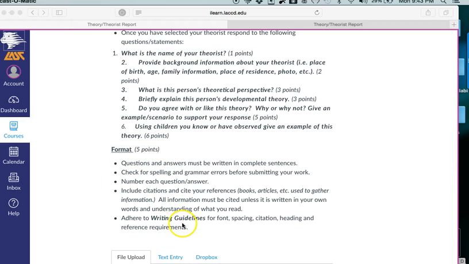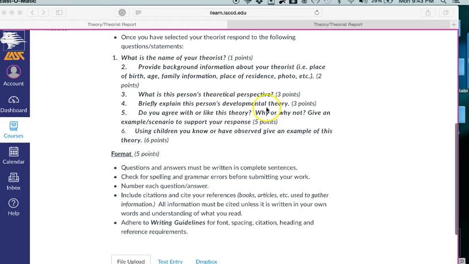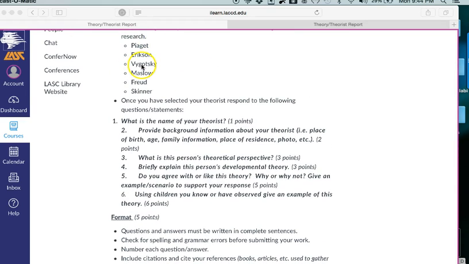Okay, so it says adhere to the writing guidelines, and I've showed you guys where the writing guidelines is. It's posted at the top of the modules, at the beginning of the modules, and you should have citations, especially for questions 2 and 4. Because question 1 should be just the name of the theorist. That's it. So it would be Erik Erikson, and that's it, if that's the theorist that you chose.